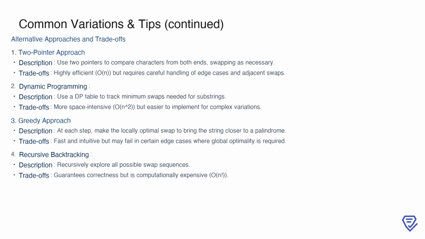The greedy approach is also popular, as it involves making locally optimal swaps at each step to bring the string closer to a palindrome. While fast and intuitive, this approach can fail in edge cases where a globally optimal solution is needed. Finally, recursive backtracking allows you to explore all possible swap sequences. While this guarantees correctness, it's computationally expensive with a time complexity of O(n), making it impractical for larger inputs. Each method has its strengths and trade-offs, so choose the one best suited to the problem's constraints and requirements.